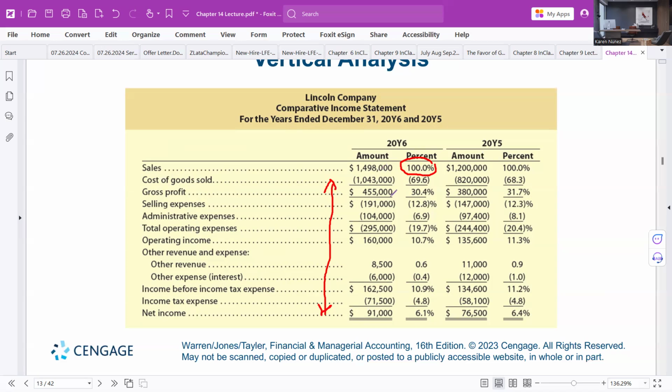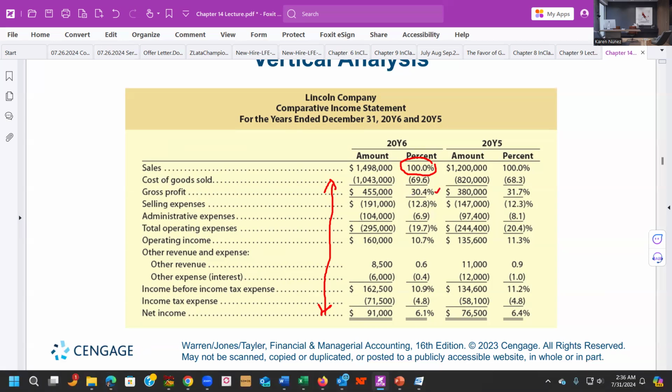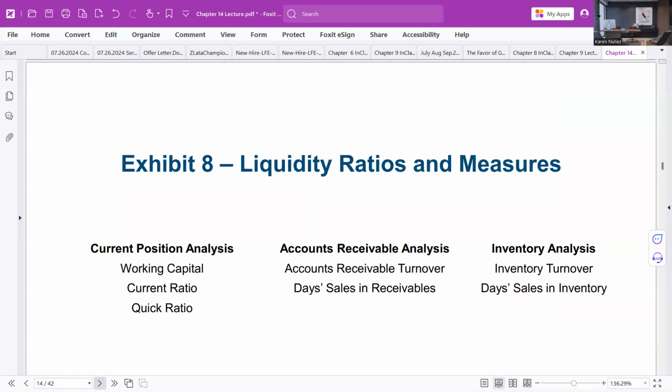Gross profit, that 455, right? We want to divide the 1,498 into that 455. Well, that's 30.4%. Everything is expressed as a percent of sales. Now, those are the analysis tools that we use in this chapter, the horizontal analysis and the vertical analysis.